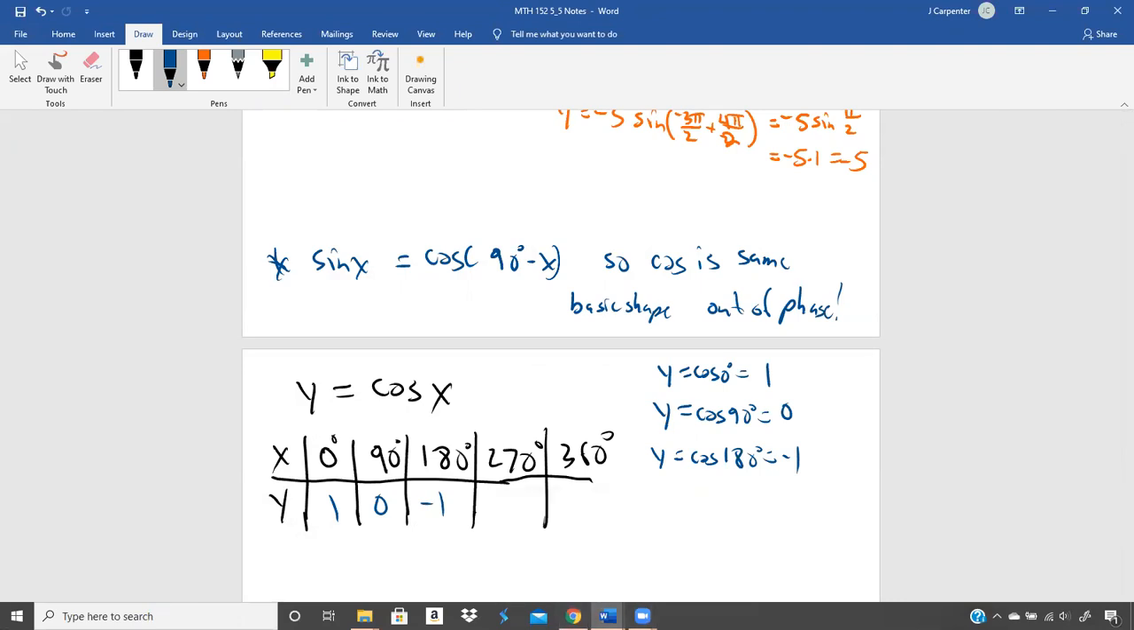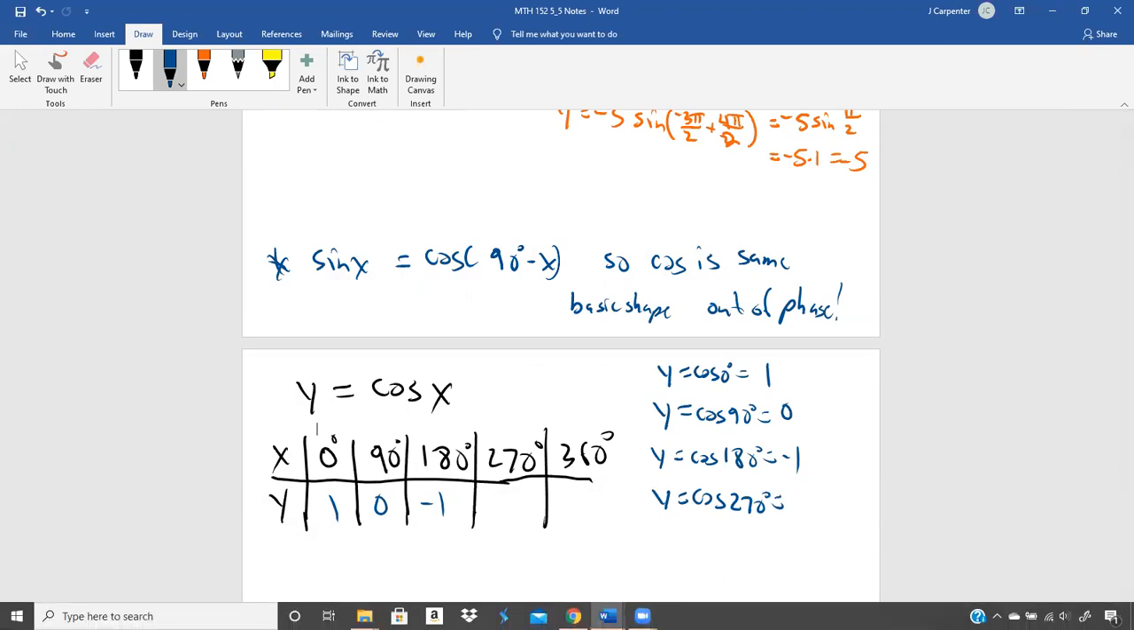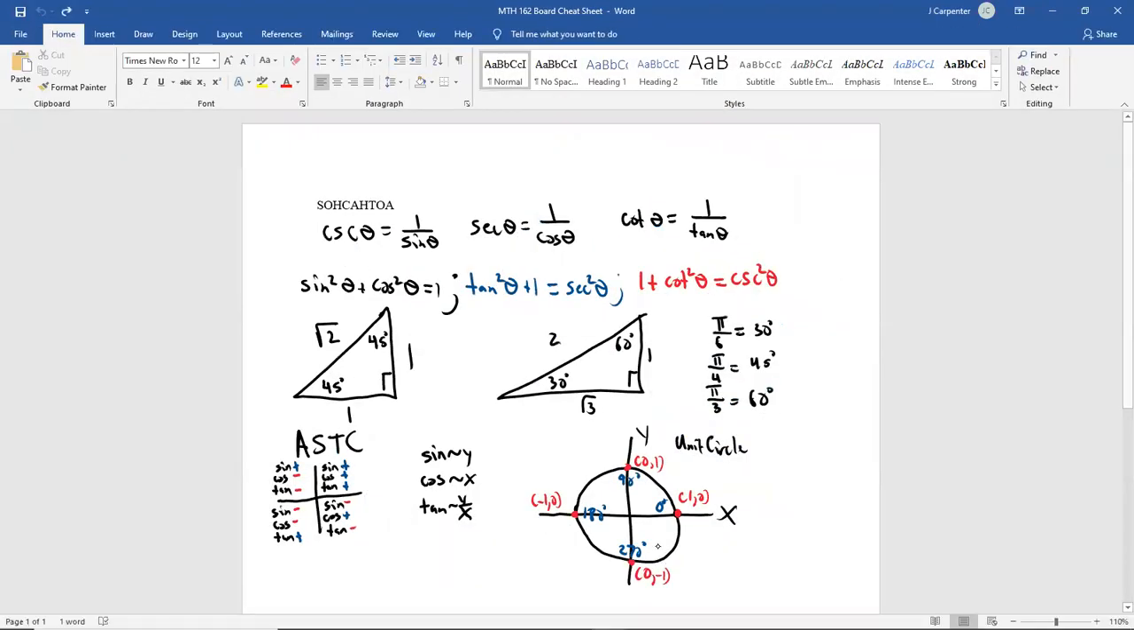All right, next up the 270. So that's the bottom point on the unit circle. Here's 270 degrees. X coordinate is 0.